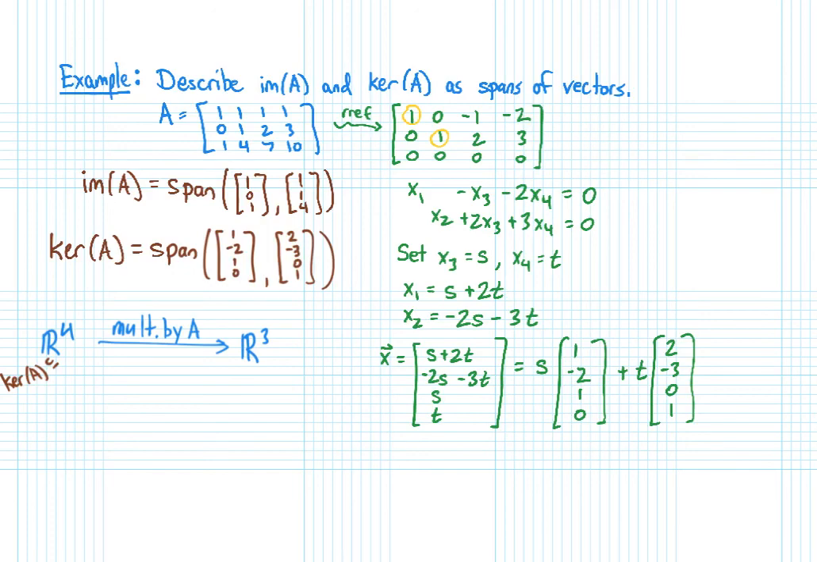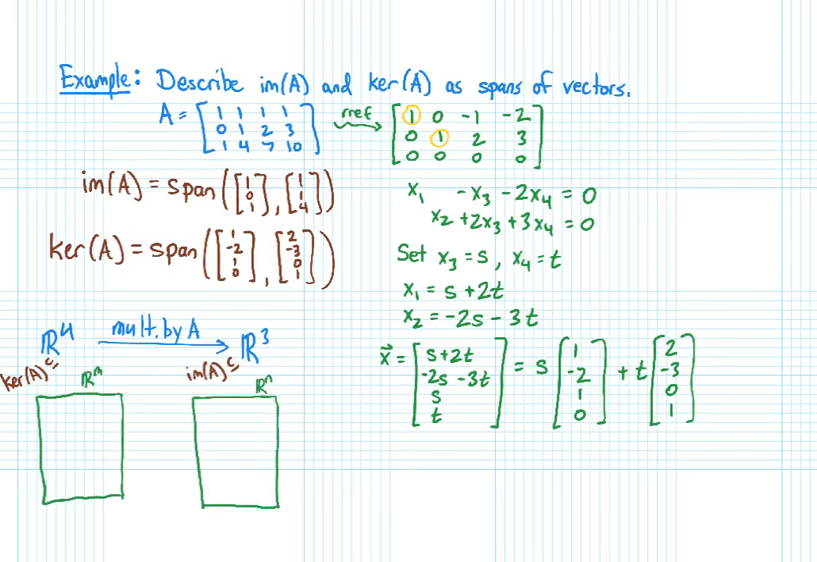Whereas the image of A lives in the output side of the transformation. So the image of A in this case should be a subset of R3. And in general, this is how it works. You think of the kernel of A as being a subset of the domain, whereas the image of A is a subset of the target space.